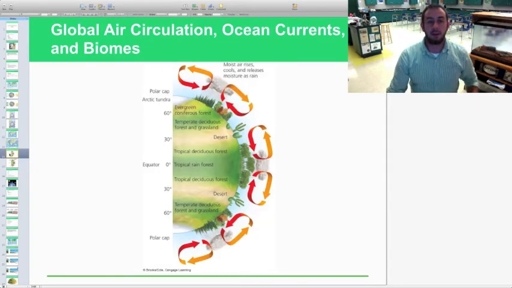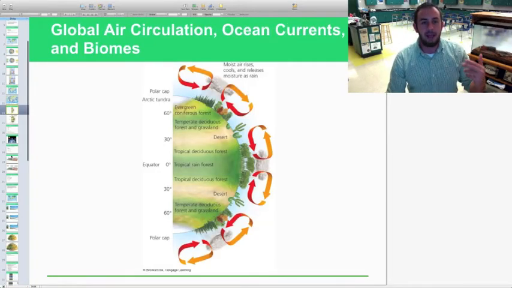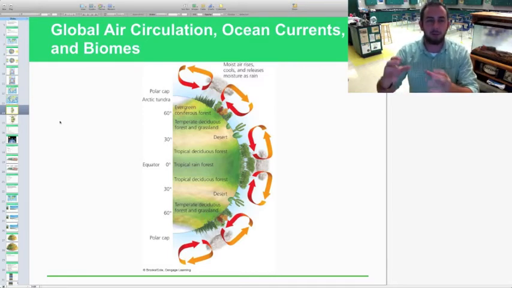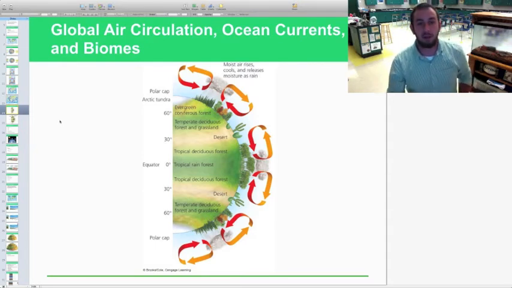So we talked about the Hadley, the Ferrel, and the polar cells. Well, these circulations of warm and cold air masses automatically relate to the different types of climates and biomes that we have. And this is a great picture that talks about that. If you take a look at where the sun is entering, obviously at 0 degrees, or the equator, there's your tropical rainforest. You're actually having a lot of rainfall, precipitation occurring there.